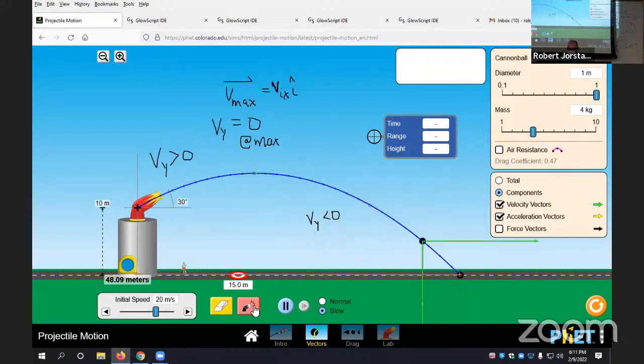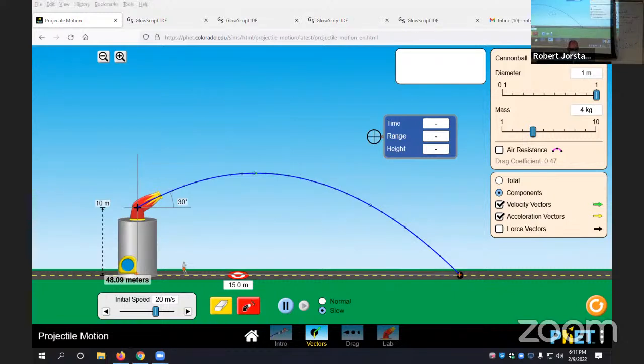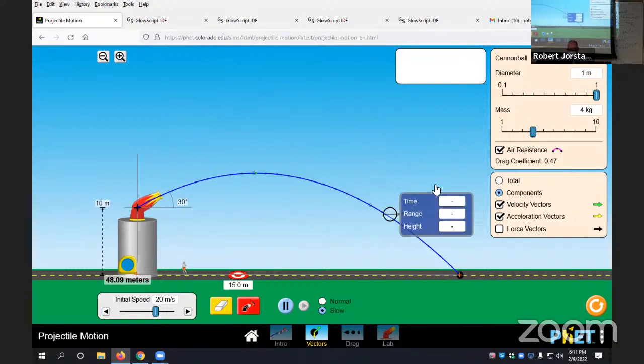All right. Just for fun, let's clear all this. If we put on air resistance now, we could see what should happen. What do you think will happen to the impact and to the time of flight? Discuss with your neighbor. If we add in air resistance, what do you think should happen?